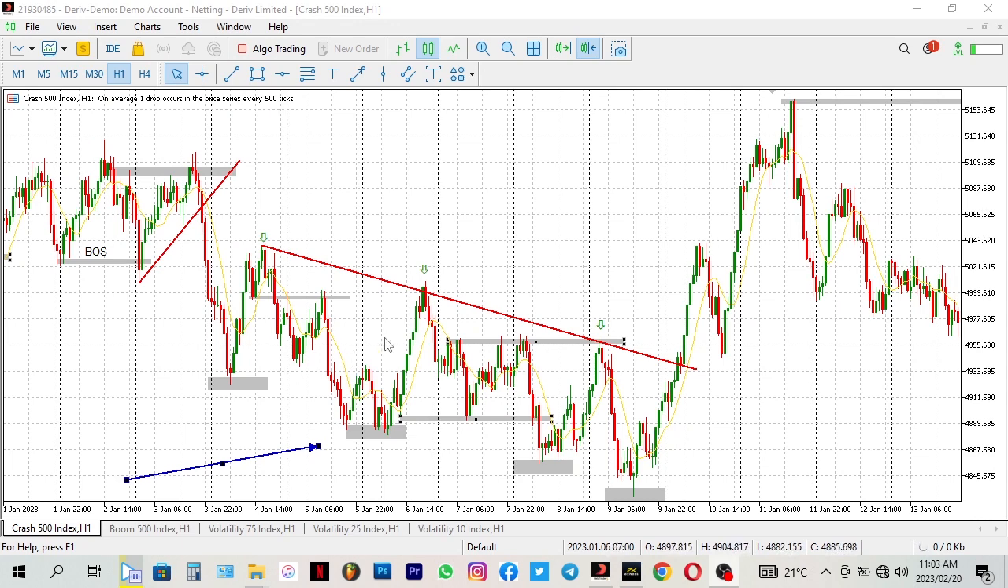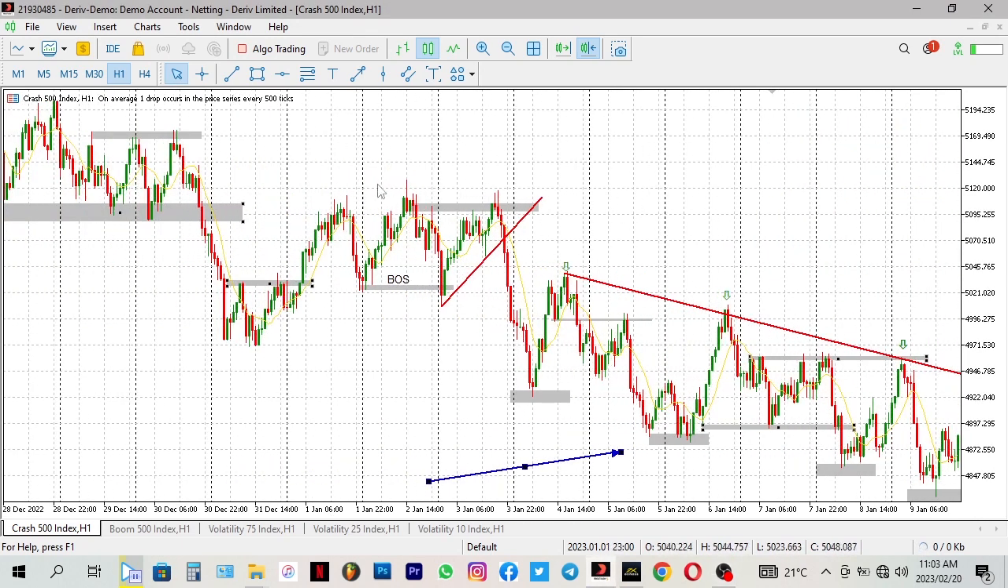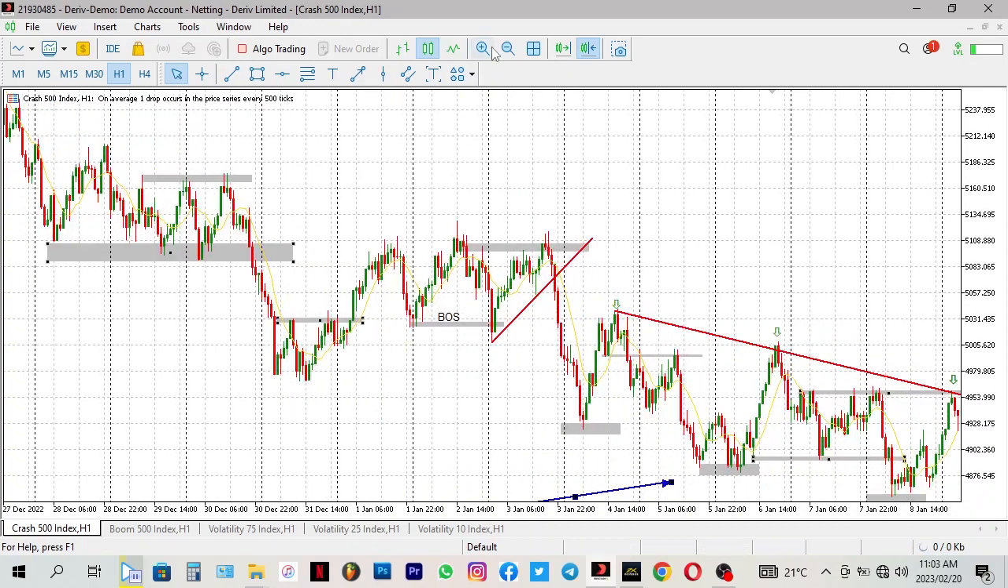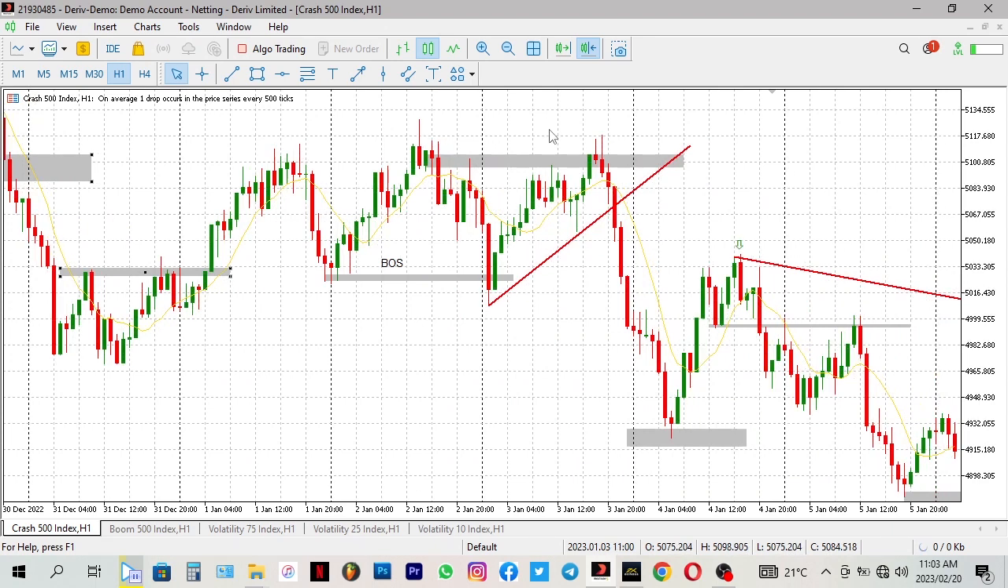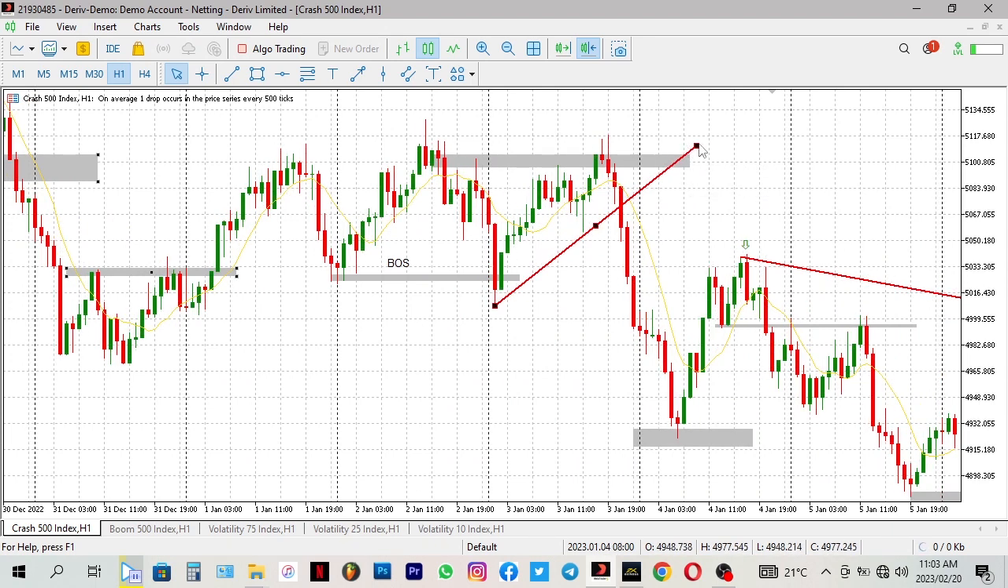Today's topic is the best 5 synthetic indices to trade. Firstly, we have Crash 500. The reason it's one of the best indices to trade is as follows.